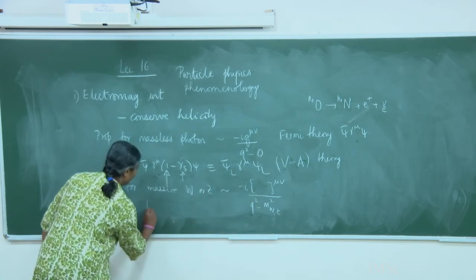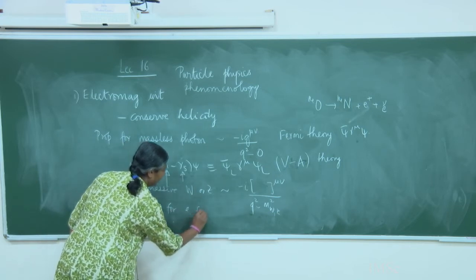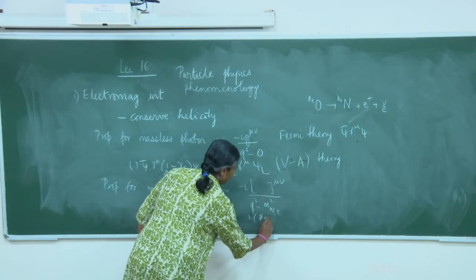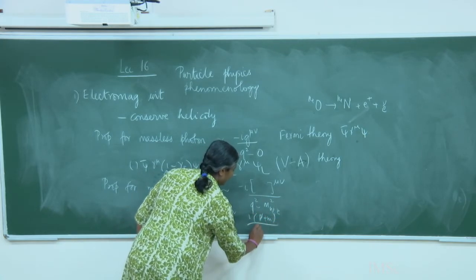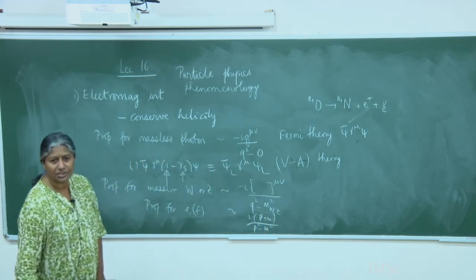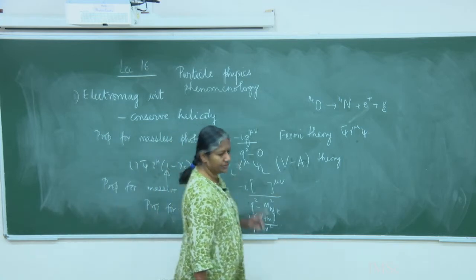The propagator for a quark or electron or any fermion is i, some numerator we do not care about, divided by p squared minus m squared. Again the mass shell condition, that is what keeps the propagator off shell. The denominator is always p squared minus m squared.